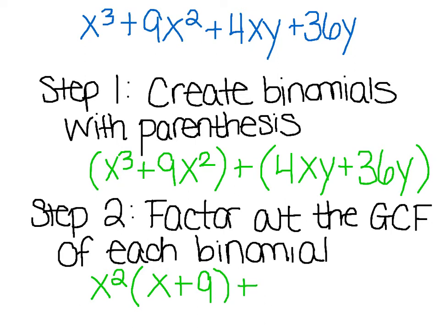Looking at the second one, I have 4xy plus 36y. First, looking at the numbers, I see that I have a common number, 4. So I know I can take out a 4, and I'm left with xy plus 9y. Looking, I also see there's a variable. Y is between both of them. So I can take out 4y, and 4xy divided by 4y is x, plus 36y divided by 4y is 9.